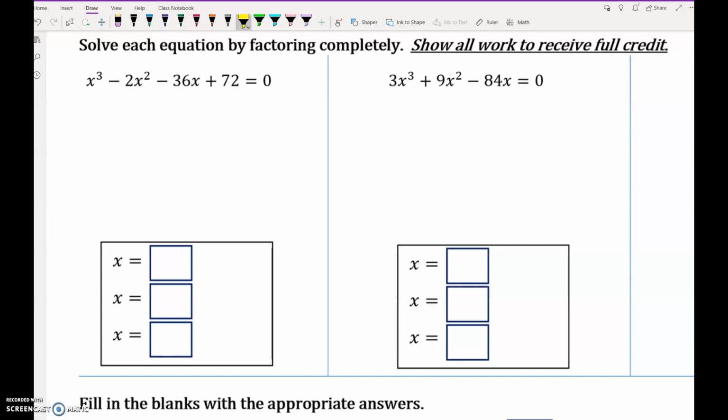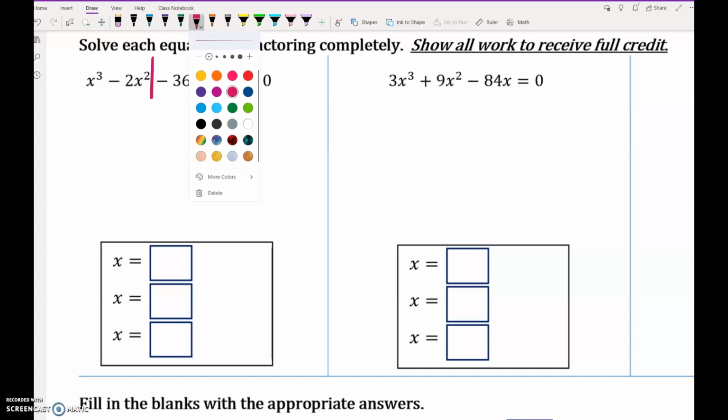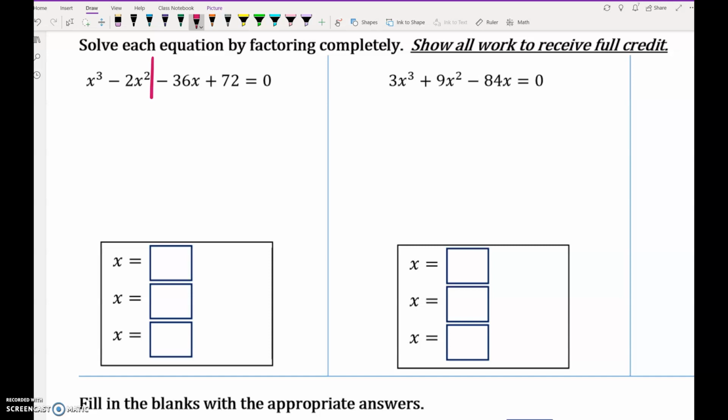Well, because there's no number except for 1 in front of the first term and there's no x in the last term, there's nothing that we can pull out of all 4 of these terms. Your next step when it's 4 terms would be to split this down the middle and to try factor by grouping. So if I do factor by grouping, I'm looking at what do the first 2 terms have in common.